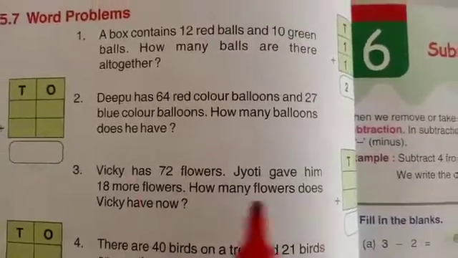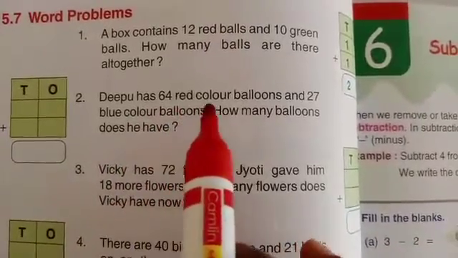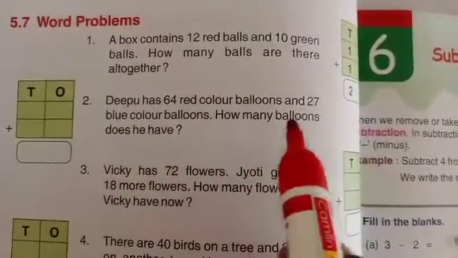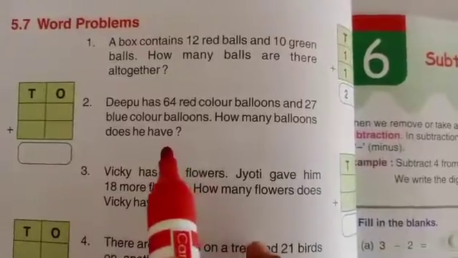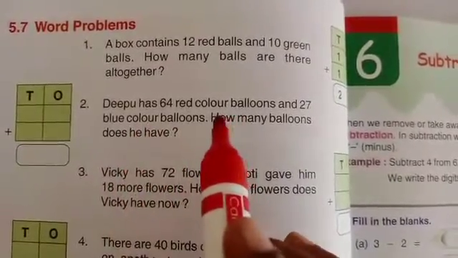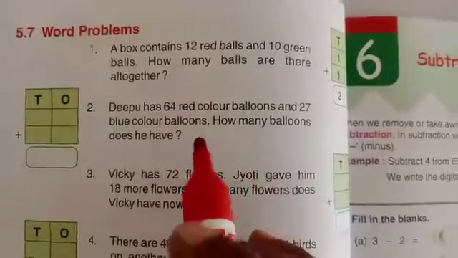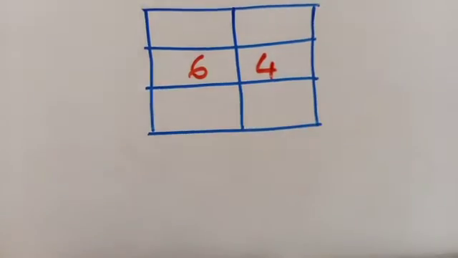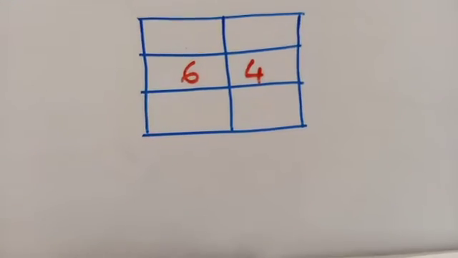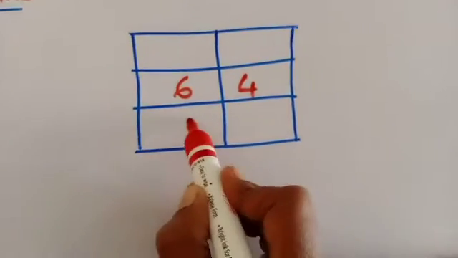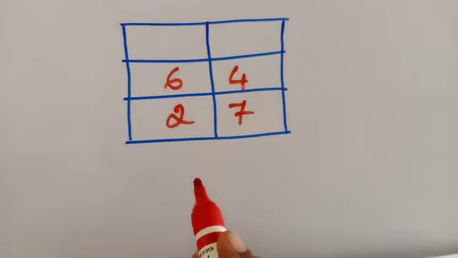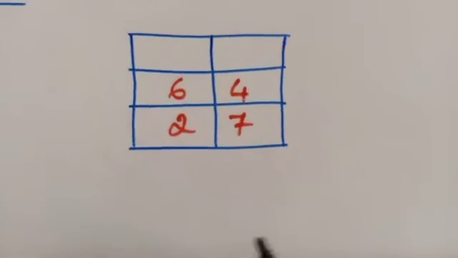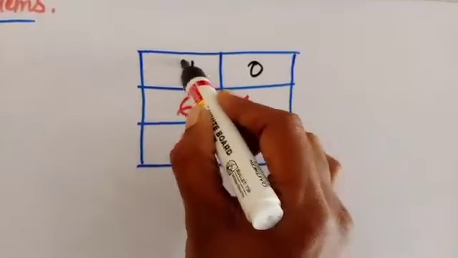The second question is, Deepu has 64 red color balloons and 27 blue color balloons. So how many balloons does he have? Red color 64. So let's write in the box 64. And now how many blue color balloons are there? 27. So now we have to write the place value for this: ones place and tens place.